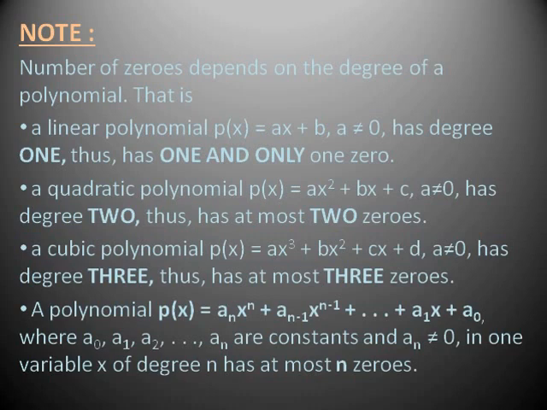So please do remember these points. These are basic points, also important points. As I already told, some objective type questions come based on this. Now let us do the question. Verify whether the following are zeros of the polynomial indicated against them.